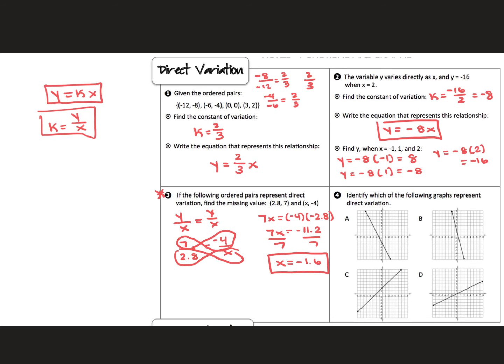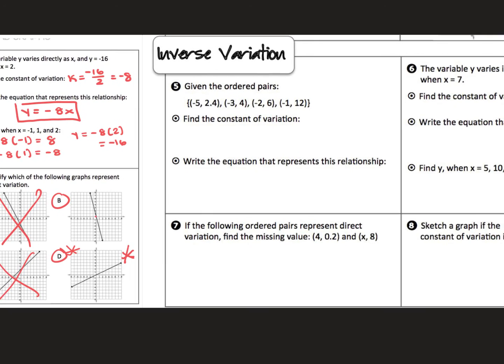All right, and the last example for direct variation, it says identify which of the following graphs represent a direct variation. It looks like we are looking for a graph that goes through the origin, so we can automatically knock out A and knock out C. B is a direct variation that goes through the origin. Again, we work with positive values, so most of the time you're going to see graph D, but technically graph B and graph D are both direct variations. Graph D is going to be the one that you are going to see the most, with a positive constant.